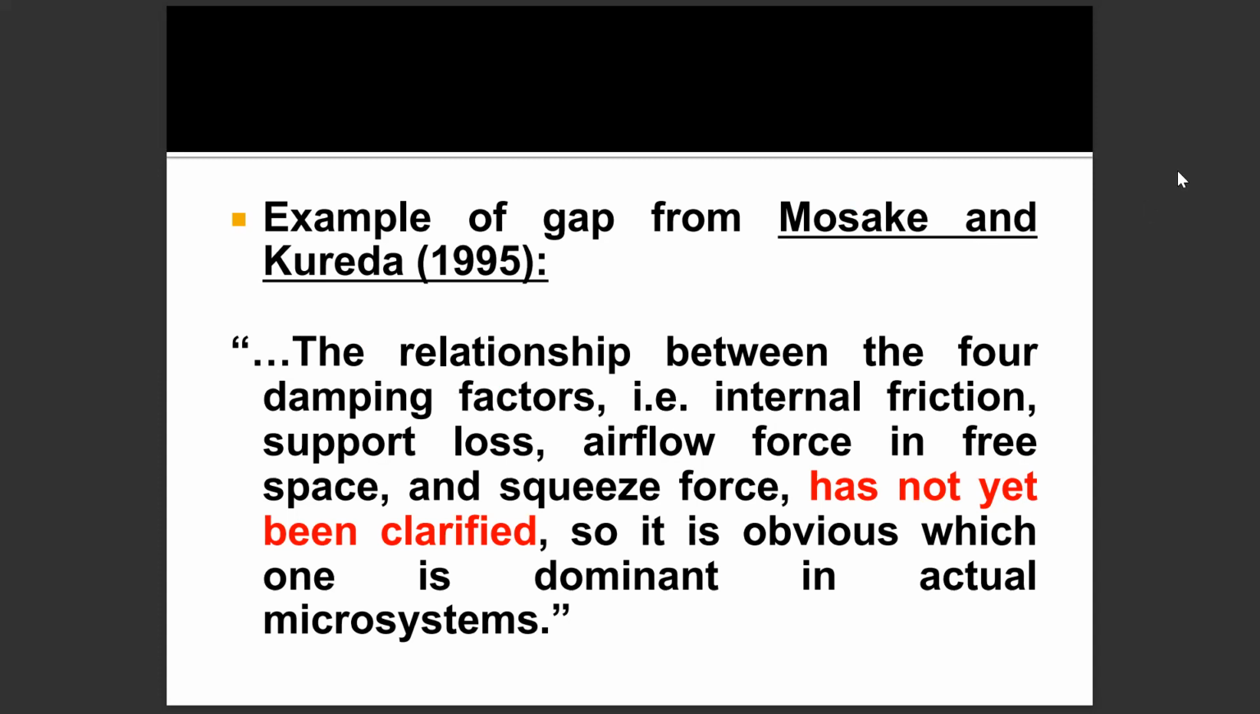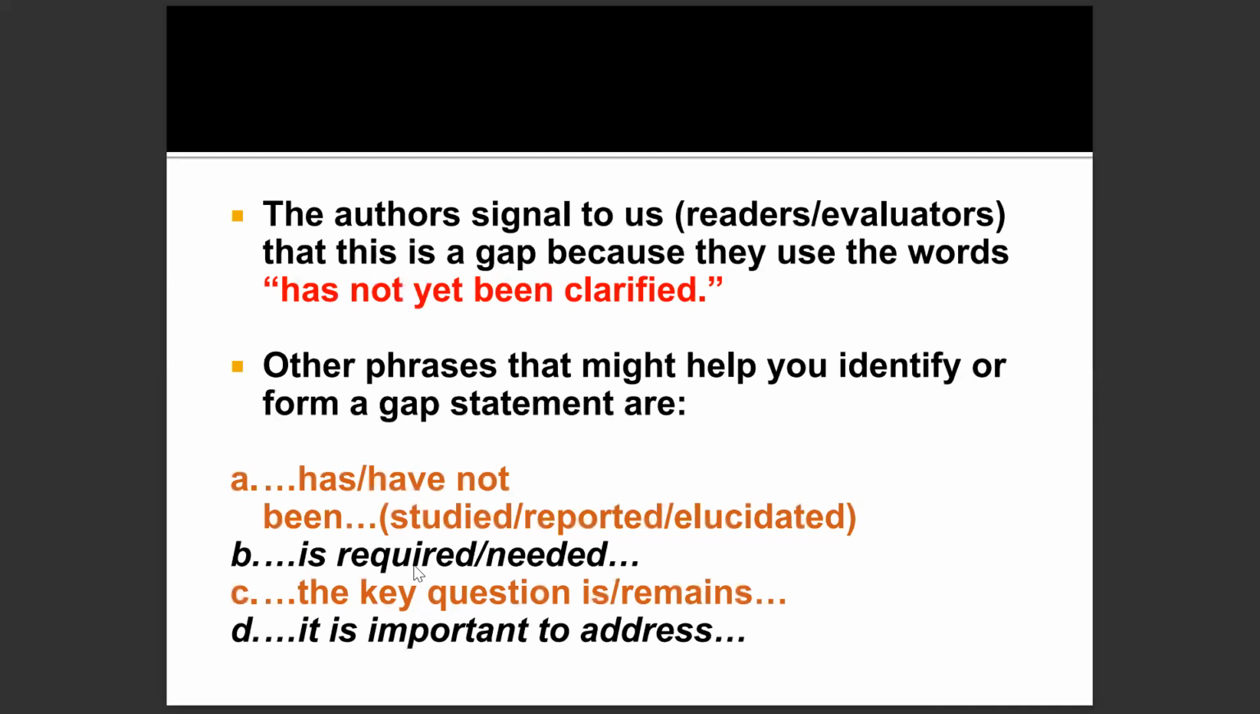This one is actually a gap statement because of this particular phrase highlighted in red text, has not yet been clarified, meaning this particular phenomenon has not been fully understood by the current researchers, thus they find it as their gap statement. So the authors signal to us, the readers or evaluators, that this is a gap statement because of the use of the words has not yet been clarified. That's what I mentioned earlier.